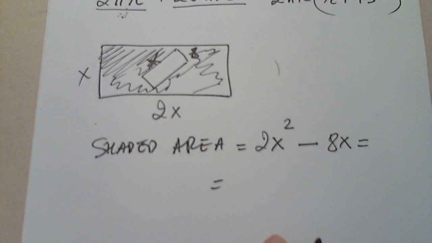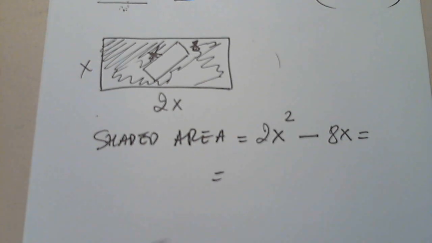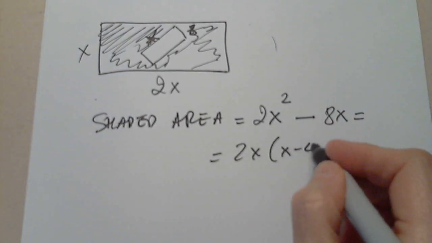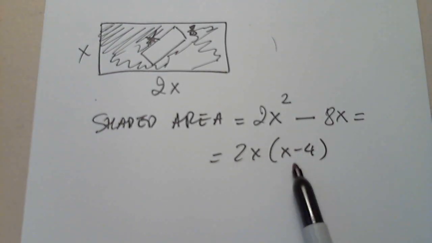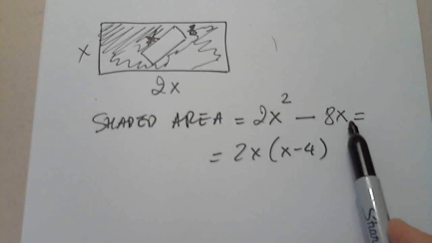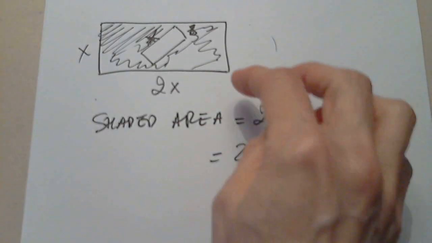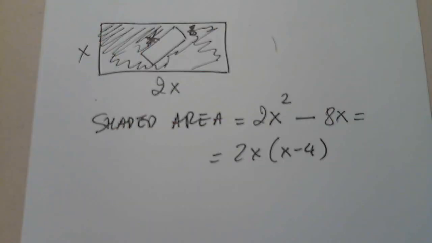And they want us to factor this. Well, what will you factor out from 2x squared minus 8x? 2x. And we have x minus 4. Always check. 2x times x, correct. 2x times negative 4, correct. And this is the polynomial that expresses the shaded area. Any questions?